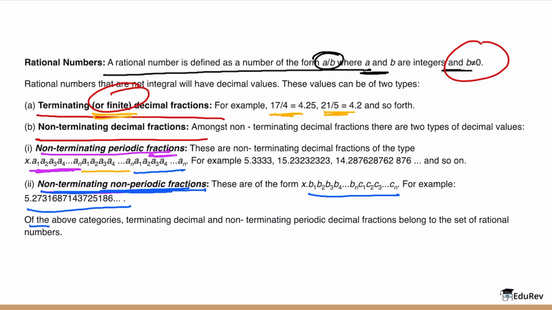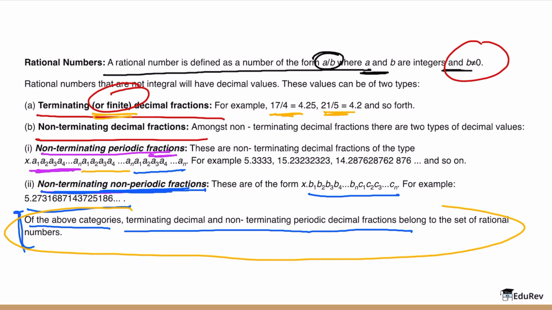Now of the above categories, terminating decimals and non-terminating periodic decimal fractions belong to the set of rational numbers. So this is one of the more important things that you need. Just write it down in your notebooks if you are copying anything. I hope you are, because all these concepts are very important, and obviously if you are solving anything, then these things are important.